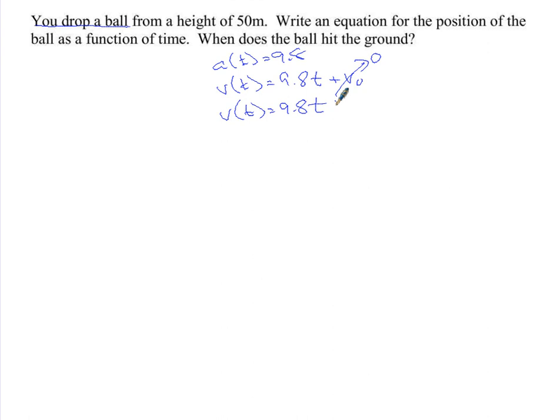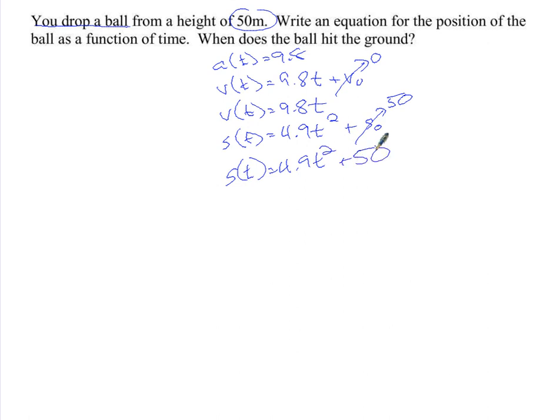But I want the position equation, so I need to integrate one more time. S of t equals what? Plus, normally there would be a v naught t, but v naught was 0, so that term never shows up. Plus s naught. That's the initial position, which was given to me. It's 50 meters, so this s naught becomes 50. So I have s of t equals 4.9 t squared plus 50.